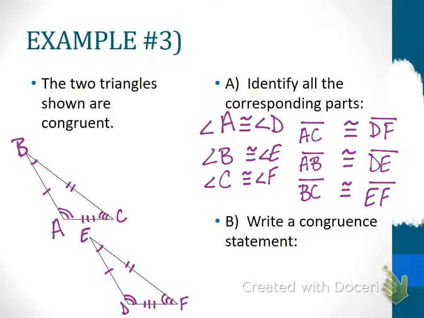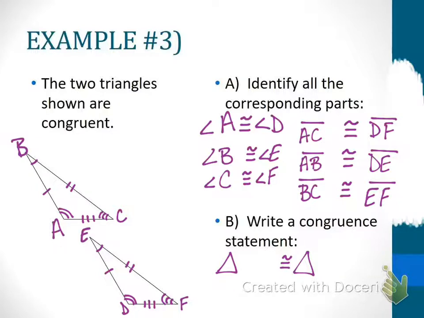Okay, part B asks us to write a congruence statement. When it says a congruence statement, it means about the entire figures, not just about a little piece of it. So on examples 1 and 2, you were given the congruent statements. Now this time we have to come up with it. So we're going to be talking about the whole triangles.